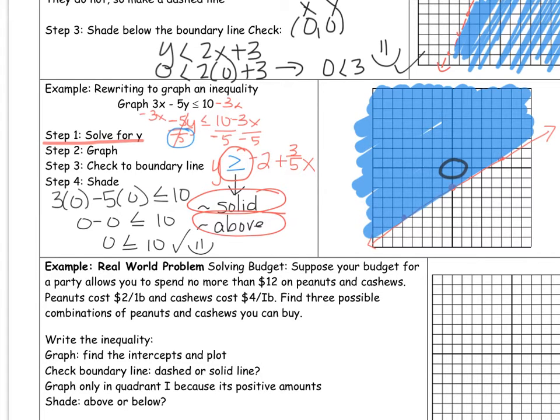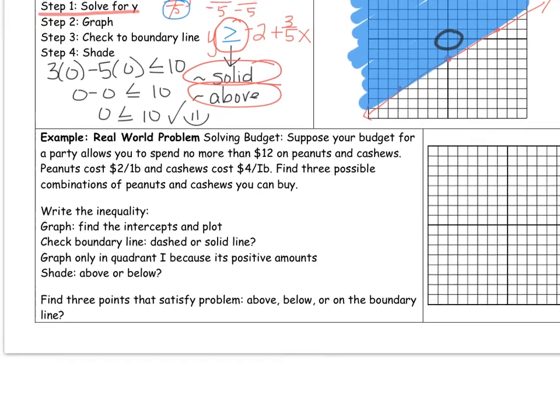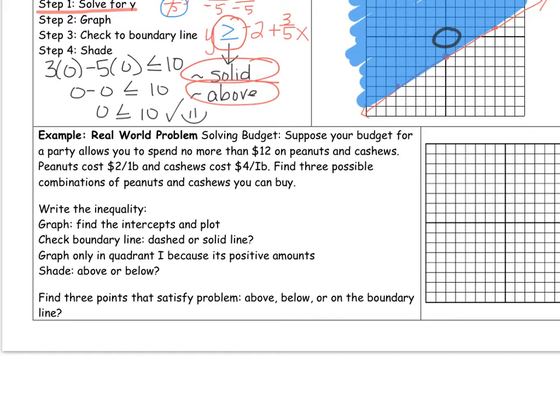So now we're going to take a look at a real-world problem, solving on a budget. Suppose you budget for a party that allows you to spend no more than $12 on peanuts and cashews. Peanuts cost $2 a pound and cashews cost $4 a pound. Find 3 possible combinations of peanuts and cashews that you can buy.